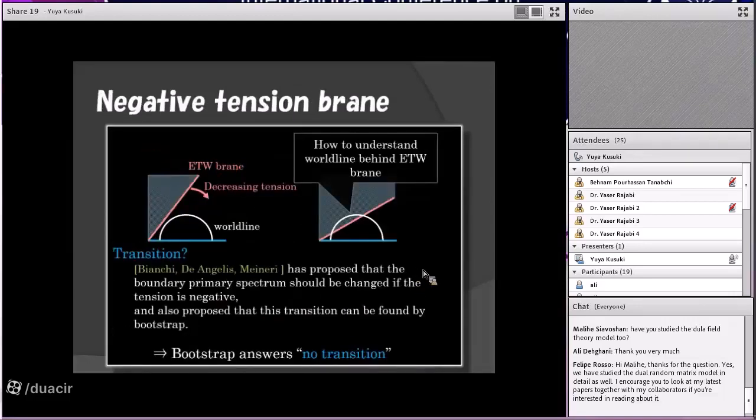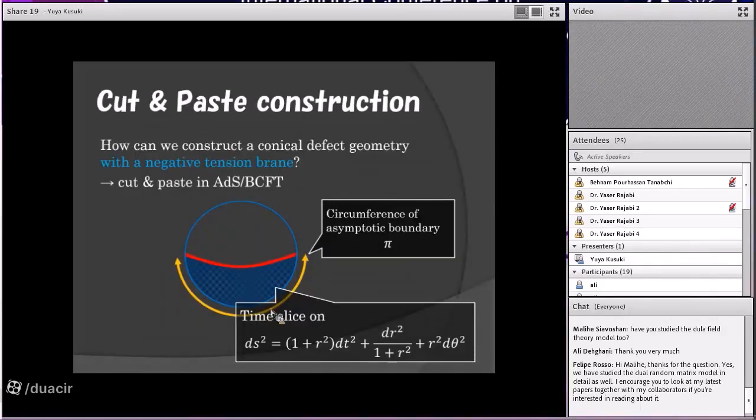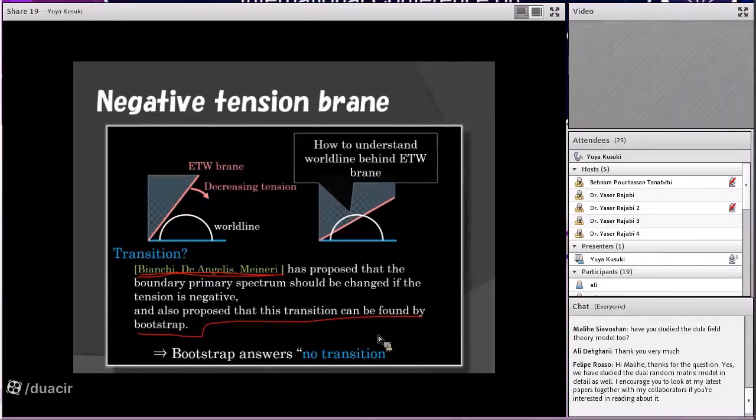Finally, let me give an explanation of how to deal with the negative tension brane. We found that the answer from the conformal bootstrap is opposite to what we expected, for example, in this paper, that is proposed in some previous papers. And now the question is how to understand this result from the gravity side.